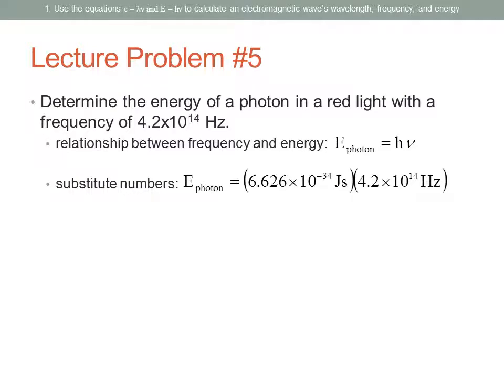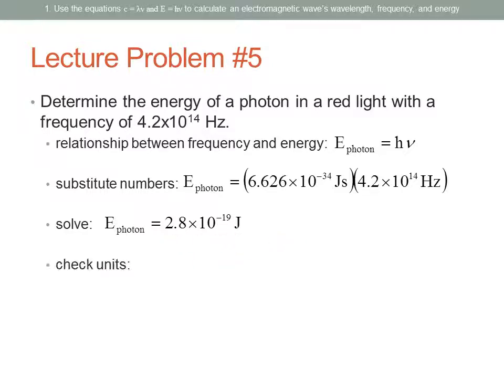So just plugging in our numbers, Planck's constant, 6.626 times 10 to the negative 34th joule seconds, times the frequency of 4.2 times 10 to the 14th hertz. And we plug it into our calculator. This gives us 2.8 times 10 to the negative 19th joules.